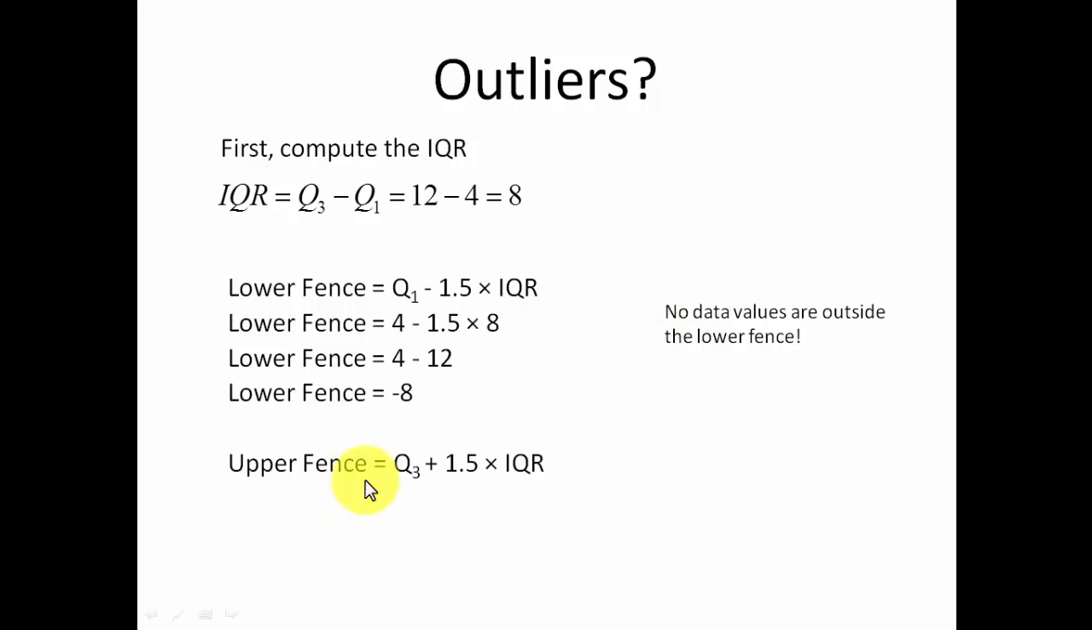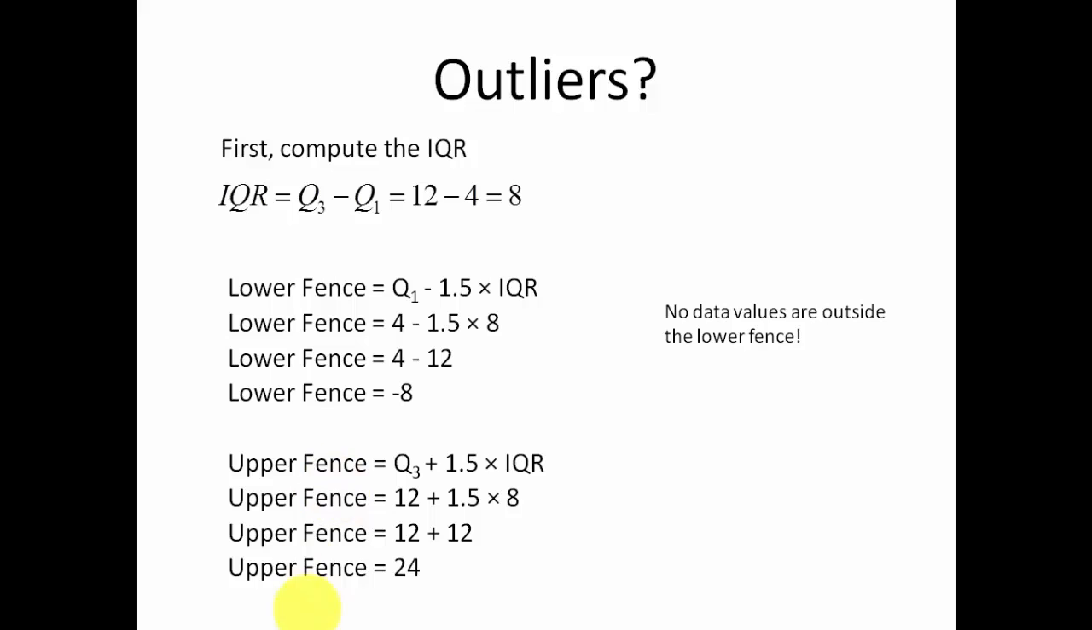Because of this negative value, none of our data was outside the lower fence. Our upper fence is 1.5 interquartile ranges, this right here, above the third quartile. So if we plug in the 12 for our third quartile, and again the 8 for the interquartile range, and do the arithmetic, we discover that our upper fence is 24.